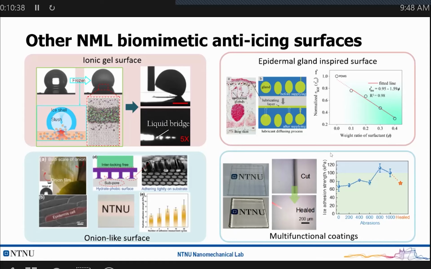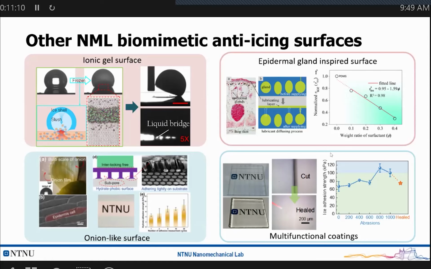All like this, not only the nature creatures, but also plant-inspired, like the onion-like surface. The onion surface has a very complex surface structure with pores and those pocket structures. So we mimic those onion surfaces and also achieve very low ice adhesion. It's all below 10 kilopascal, very low.